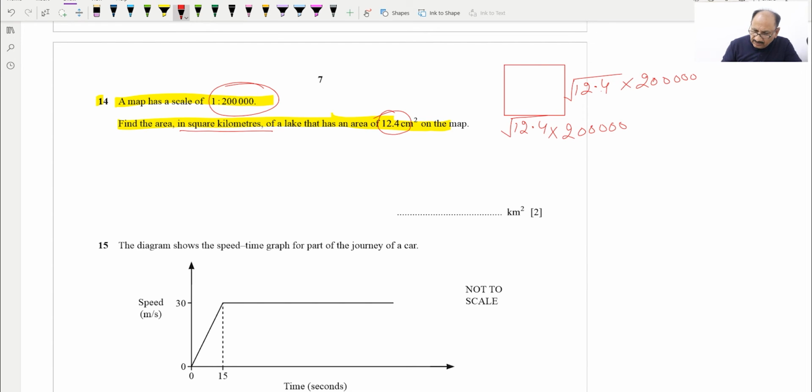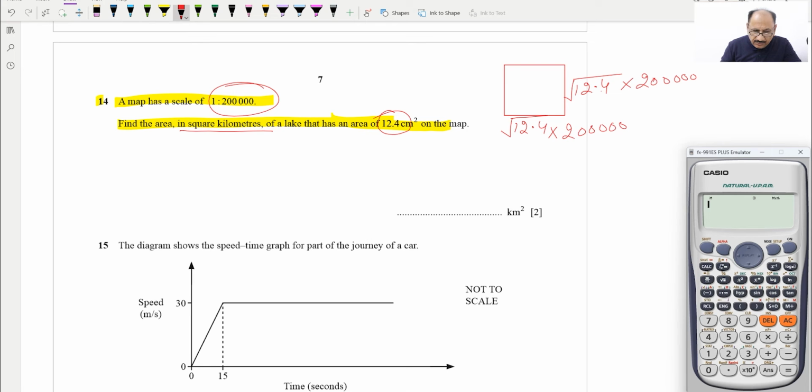So if we multiply, this will be square root of 12.4, and this will be multiplied by square root of 12.4, and this will be multiplied by 2 1 2 3 4 5, and again multiply by 2 into 1 2 3 4 5, and we will get 4.96 into 10 raised to the power 11.